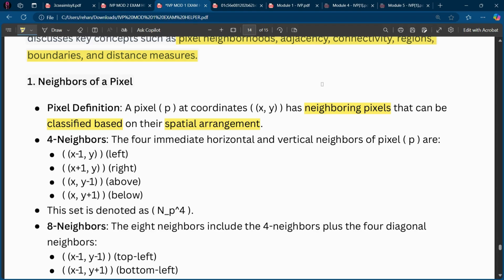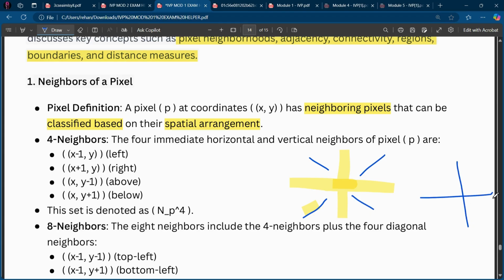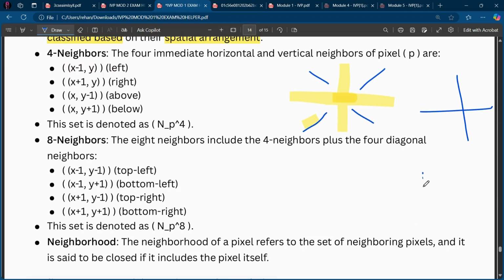The 4 neighbors: this is one pixel, and the neighbors are up, left, right, and down. Whereas for 8 neighbors, you will also have the diagonal ones, like this, like this, like this, like this. Understood, right? So the plus is your 4 neighbors, and for 8 neighbors you will have the plus and also the cross. The pixel itself won't be counted. So here are the 8 neighbors. This is the actual count.